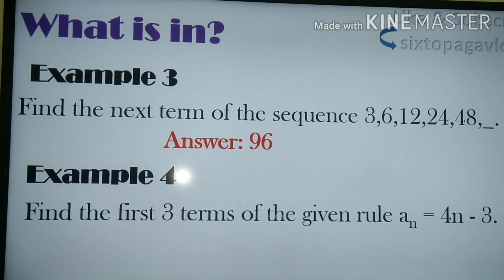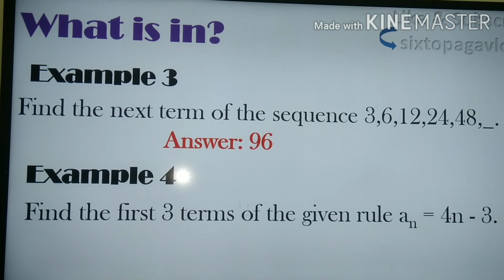Example number 4. Find the first 3 terms of the given rule a sub n equals 4n minus 3. Okay, in this case, we are going to start at the first element. So first 3 terms means starting from 1, 2, and 3. We will not start from 0 because when we count, we start at 1.